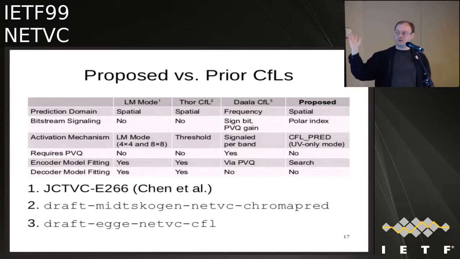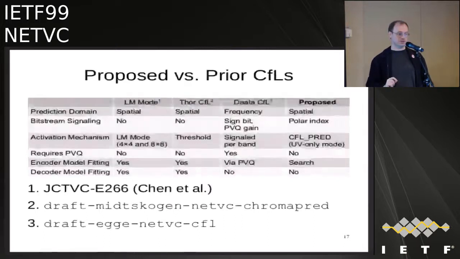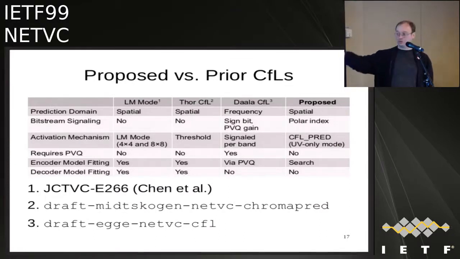Like Daala CfL, we are now doing explicit signaling of what the linear model is. The actual signaling is a little bit different because we're no longer using PVQ, which, if people remember, is our perceptual vector quantization. So we've basically just added a new inter prediction mode that is only used for chroma planes, so it's UV specific, and that signals when to use this. And we no longer require PVQ because we're doing everything in the spatial domain.